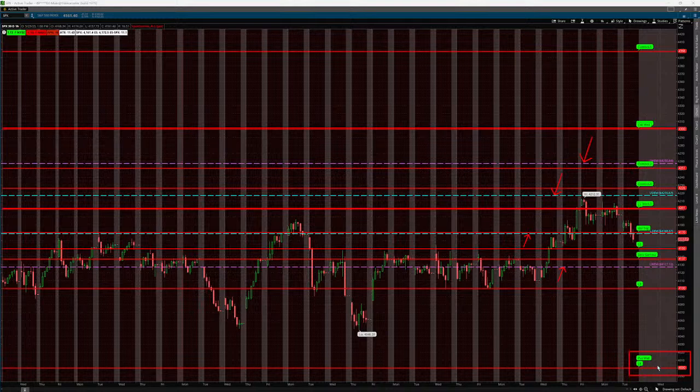So there is the put wall at 4,000, and then the next level up is the absolute gamma strike at 4150. That's the strike with the largest absolute gamma. And then just above that is the volatility trigger. As JEC points out, SPX is now trading below the volatility trigger.